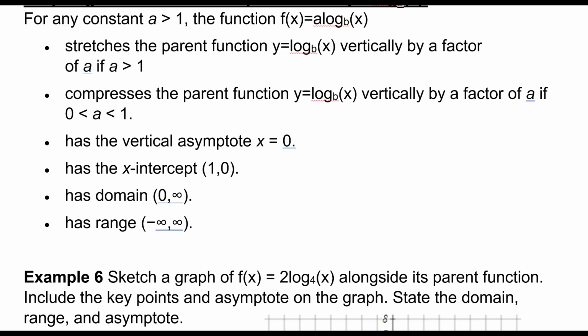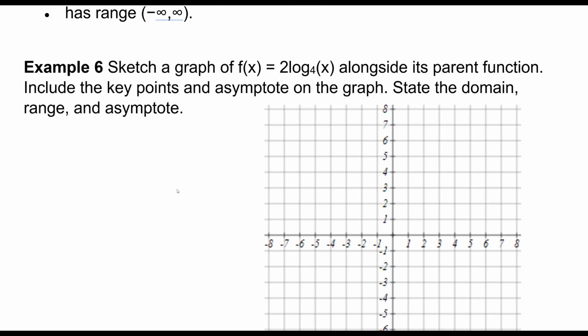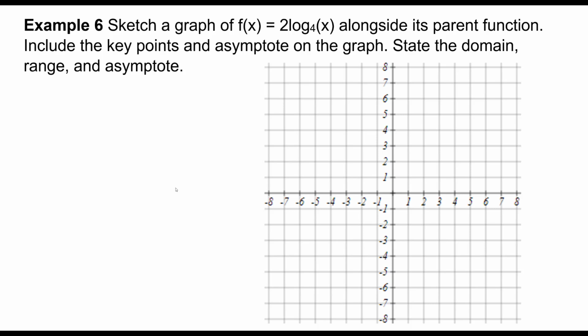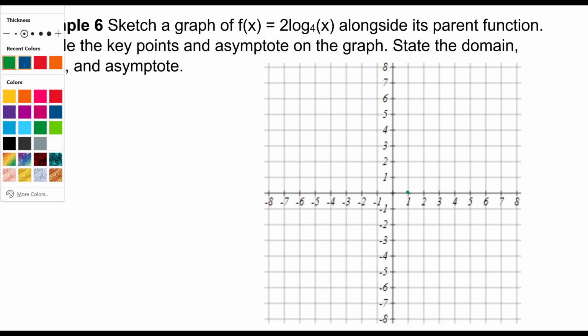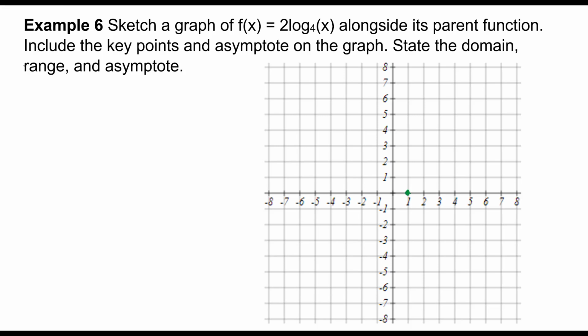Okay, so we're going to look at a graph here. Sketch this graph alongside its parent function: f of x equals 2 times log base 4 of x. If I look at the original function, call it g of x equals log base 4 of x, we know it'd go through 1, 0. And then it would go through 4, 1, and then it would go through 1/4, negative 1.